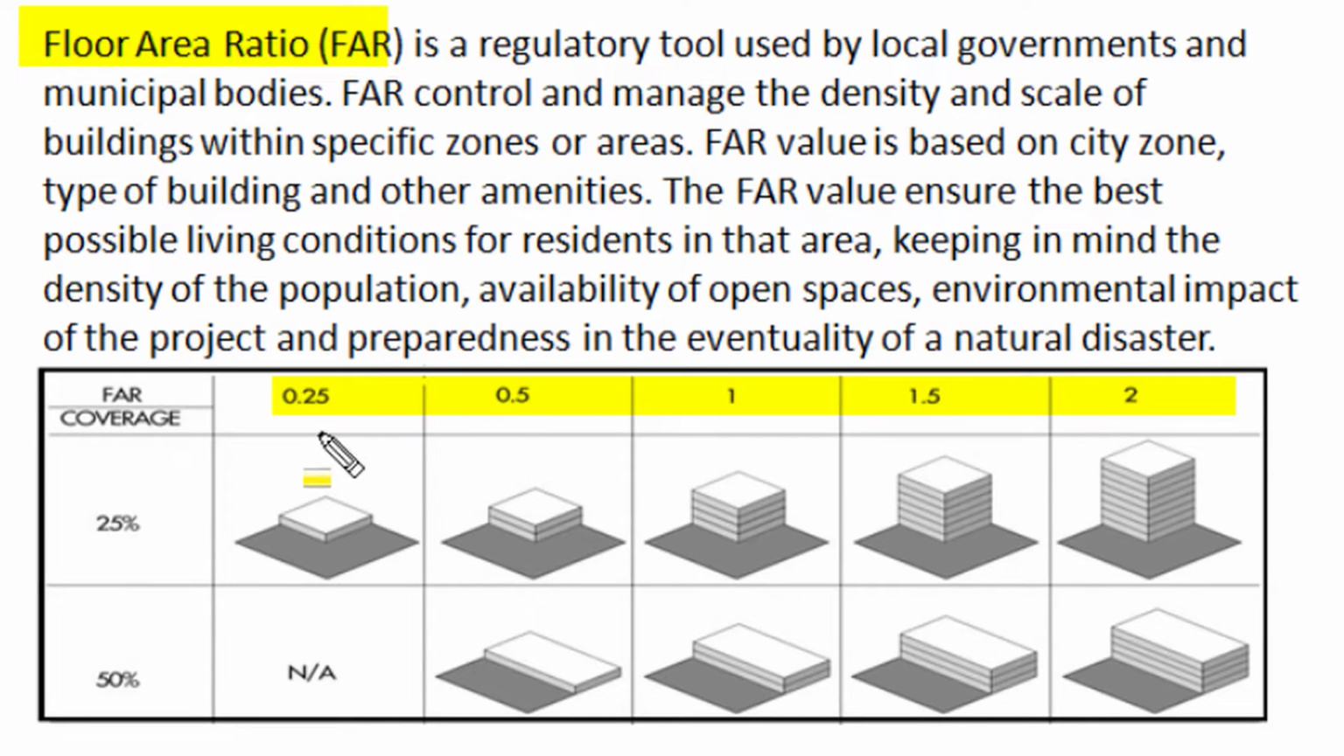So if FAR is 0.5 and ground coverage is allowed only 25%, one can plan a 2-story building, and for the same 25% coverage, if FAR is 1, a 4-story building can be constructed, and if FAR is 2, then one can construct an 8-floor building. And if ground coverage is allowed as 50%, then for FAR 0.5 there is only 1 floor permissible, and for FAR 1 it is a 2-floor building, and for 1.5 it is a 3-floor building, and for FAR 2 it could be a 4-floor building. So higher value of FAR means higher amount of constructed floor area.